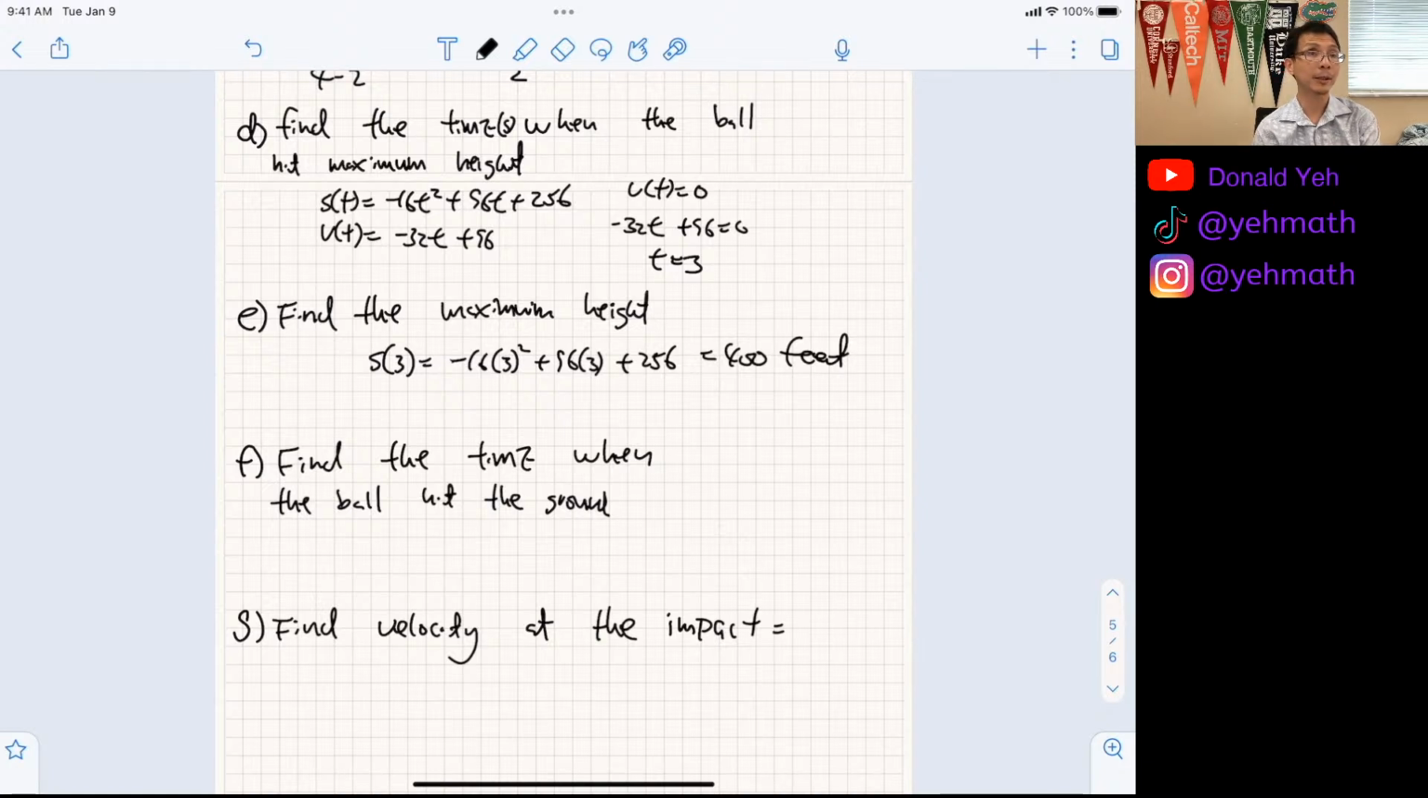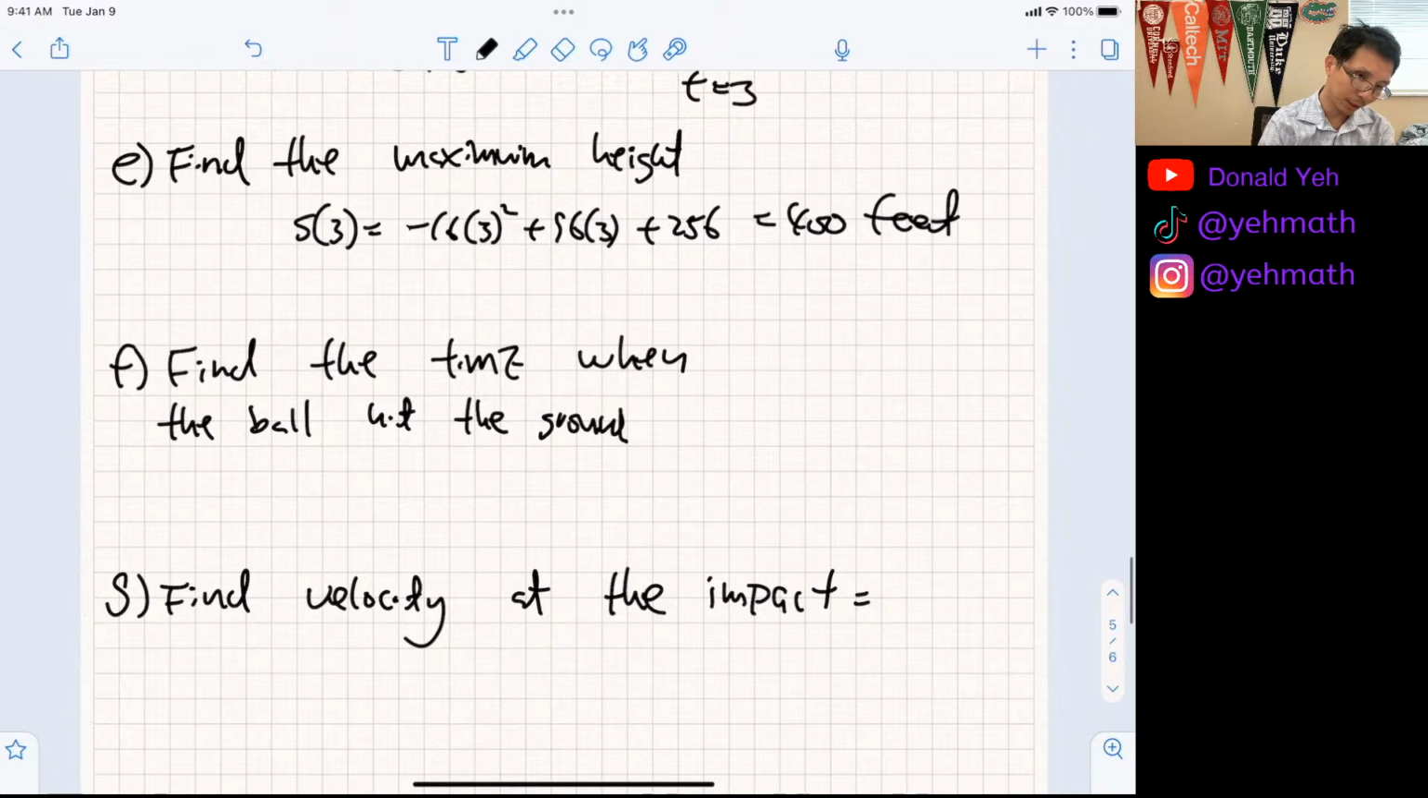Ground. Yes, Reba? You just do the same equation but without the 256. Without the 256, that means you are on the floor and throw it up, so it takes less time to come down. Equation equal to 0. Good job, Nicholas. That's a very awesome job. s of t equal to 0. So 0 equals negative 16t squared plus 96t plus 256.